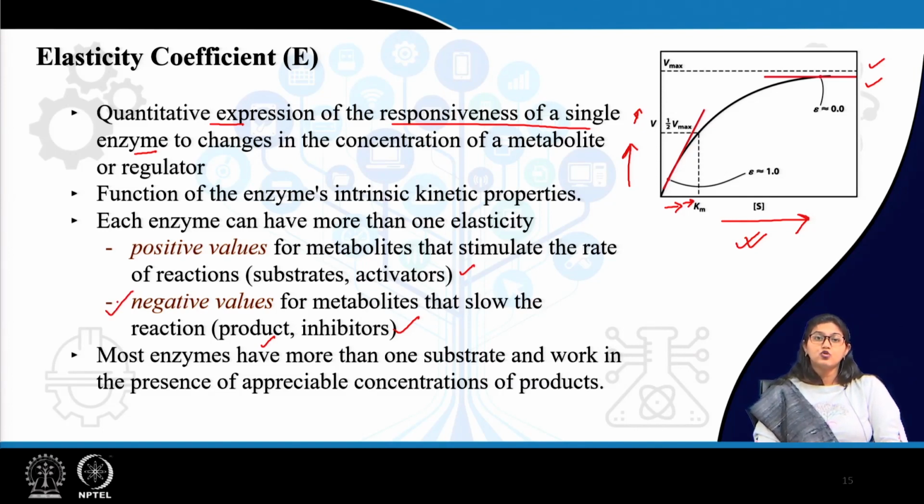Now, remember most of the enzymes have more than one substrate. So, there is more than one product. So, one product can affect the other reaction as well. And also based on that specific substrate or product, enzymes are having different types of elasticity coefficient. So, elasticity coefficient is enzyme's intrinsic property. Flux coefficient is the system's property.